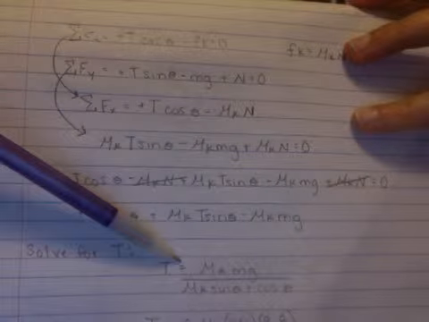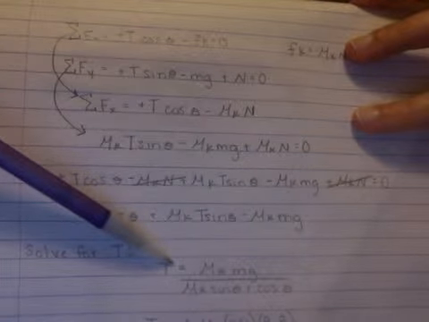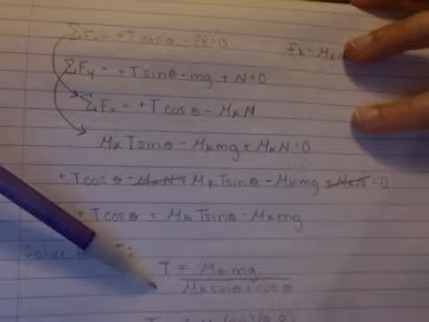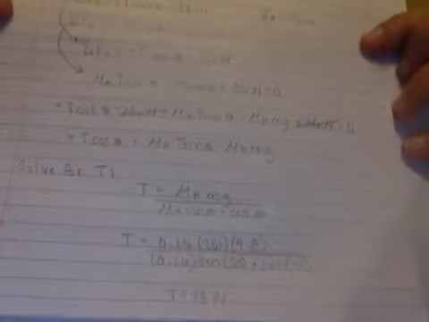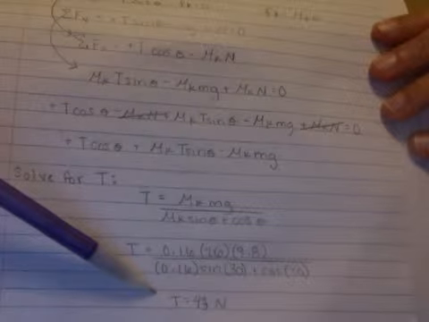We then want to solve for our tension, and we have mu k mg divided by the coefficient of kinetic friction times sine theta plus cosine theta. Once we plug in all of our numbers, we get that the tension of the string is 43 newtons.